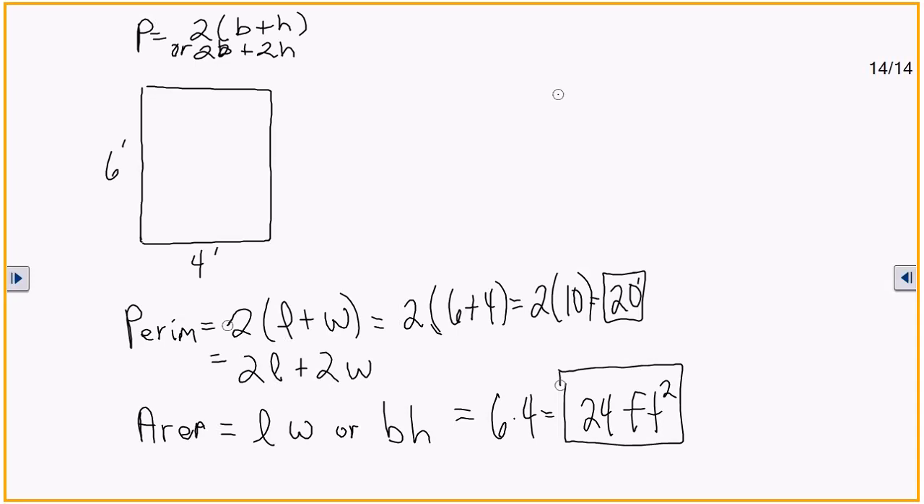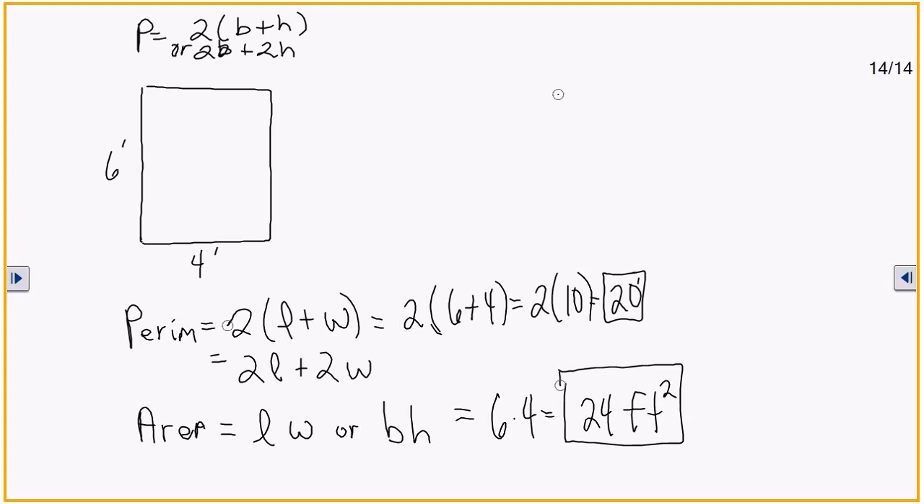Always remember, when you're finding the area, you have to go with square feet versus feet. Feet is perimeter, square feet is area, and then cubic feet is volume. Let's say you're making a fish pond for your goldfish. You're going to put a fountain in it.